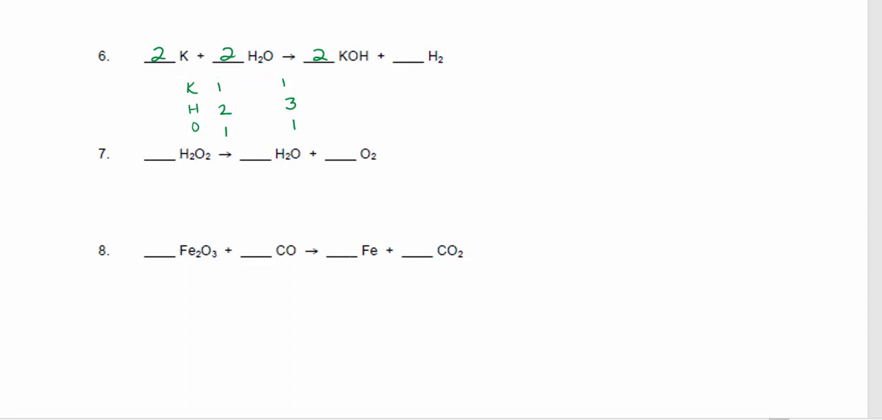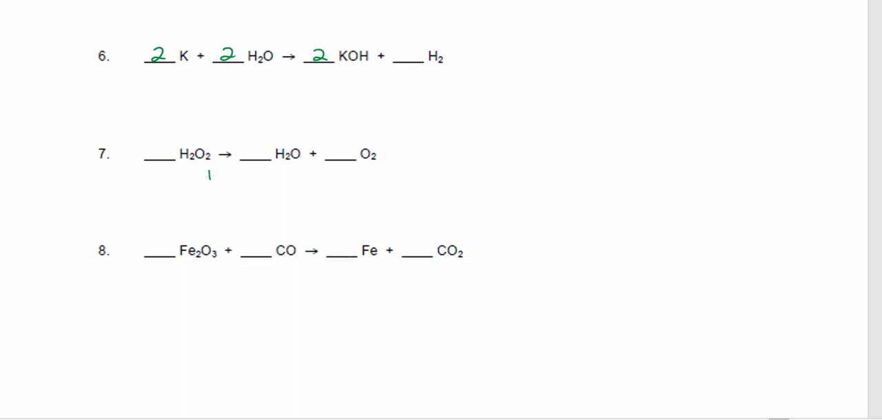And then I have a balanced equation. Let's double check. I have 2 potassium atoms on the reactant side and 2 on the product side. For hydrogen, I have 2 times 2 or 4 hydrogen atoms on the reactant side, and I have 2 from KOH and 2 from my H2, so I have 4 hydrogen atoms. I have 2 oxygen atoms on the reactant side and 2 on the product side, and I have a balanced equation. So you can use that fraction technique when it's just one oddball sticking out and not working for you.